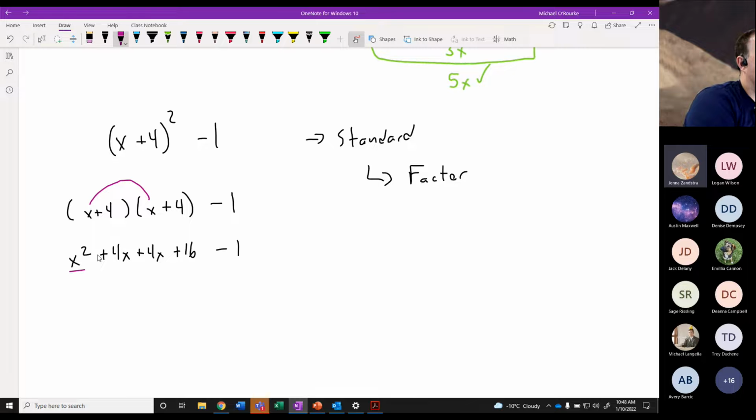Okay, that equals that. All right, now I collect my like terms. So I can put these two together, I'm going to put these two together. 16 came from 4 times 4.